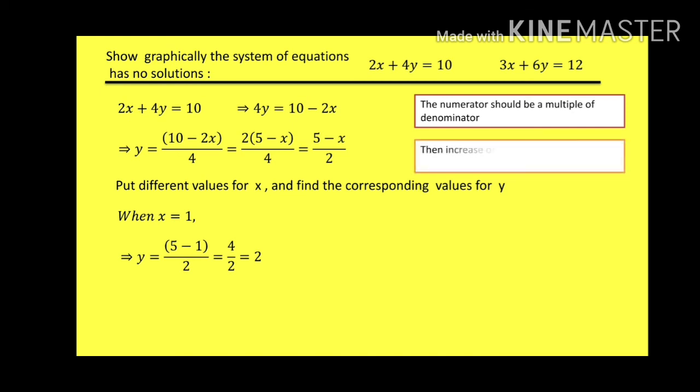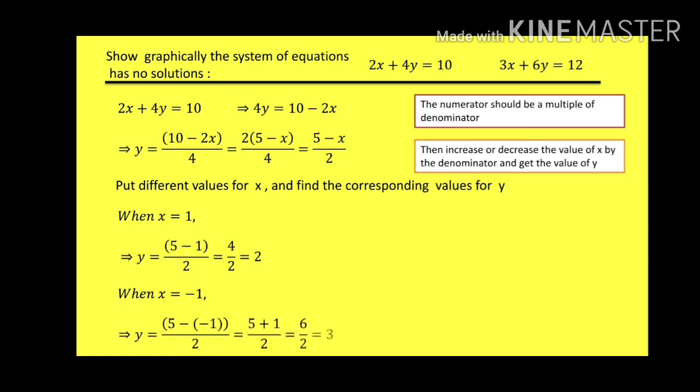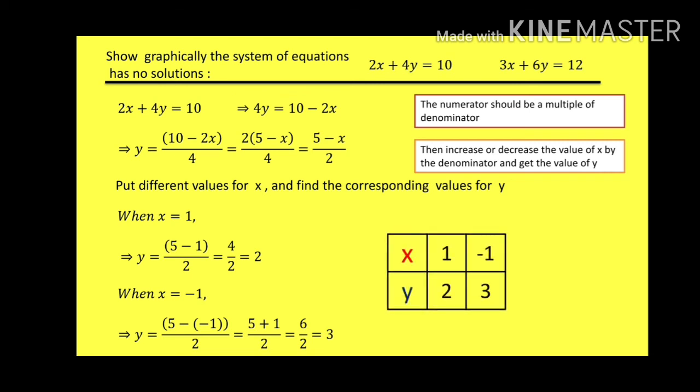We can increase or decrease the value of x by its denominator, or else we can do it directly. Here we have decreased. The denominator is 2, so 1 minus 2 is minus 1. So we now get 5 minus of minus 1, that becomes 5 plus 1, which is 6. Now 6 by 2 is 3. So we get the table.